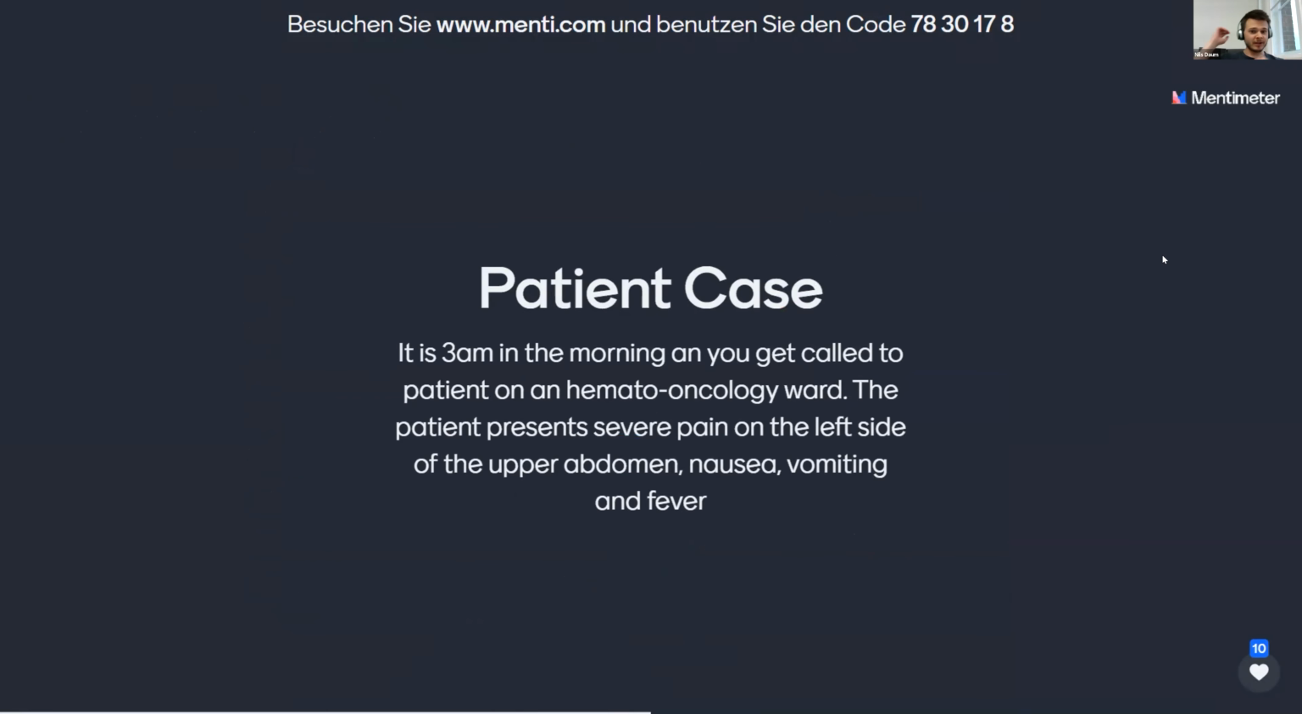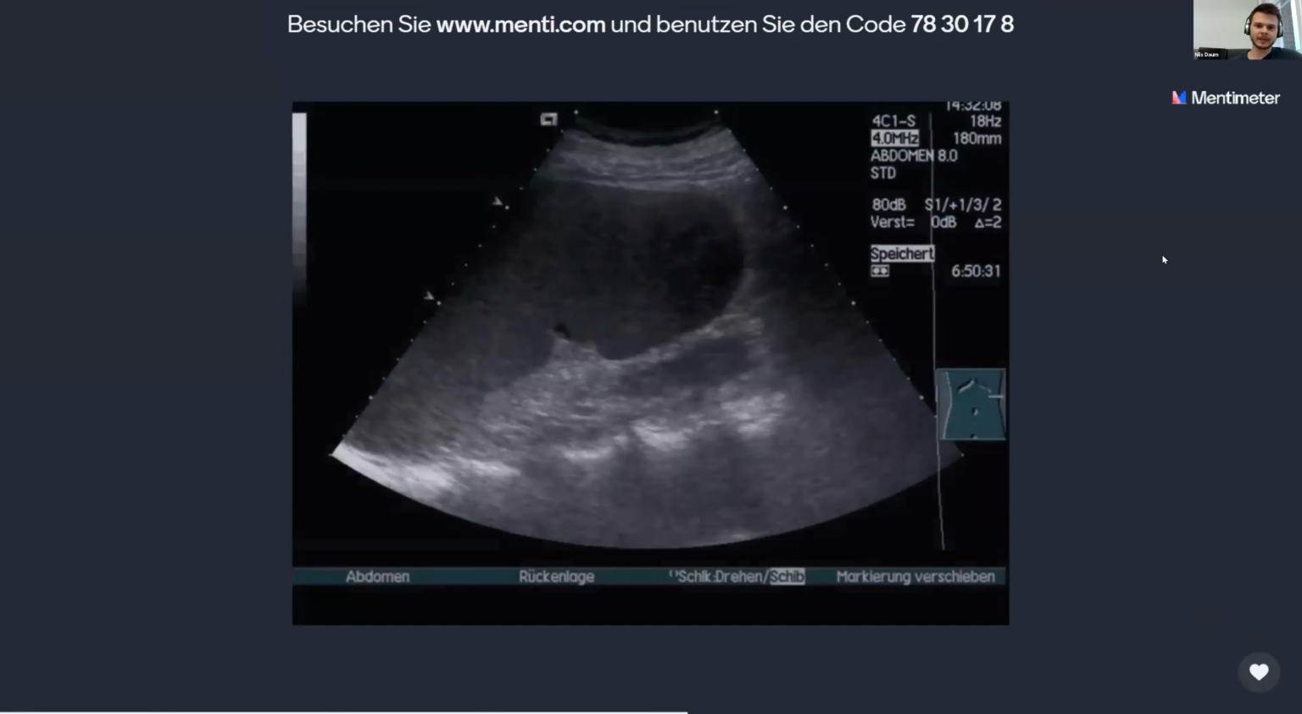Okay. So now we have a small patient case. It's around 3 a.m. in the morning. It's very early. You don't have any coffee or so on. And you get called to a patient on a hemato-oncology ward. The patient presents with fever, pain on the left side of the upper abdomen, nausea, and vomiting. So you also made an ultrasound here.